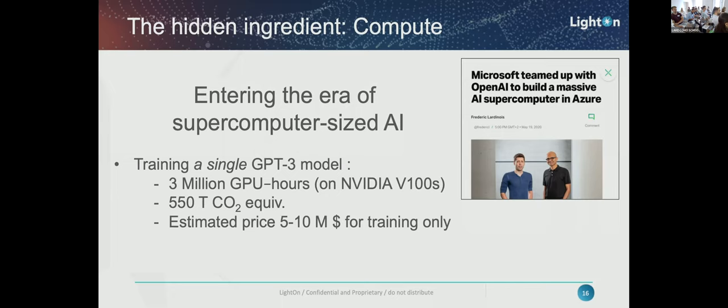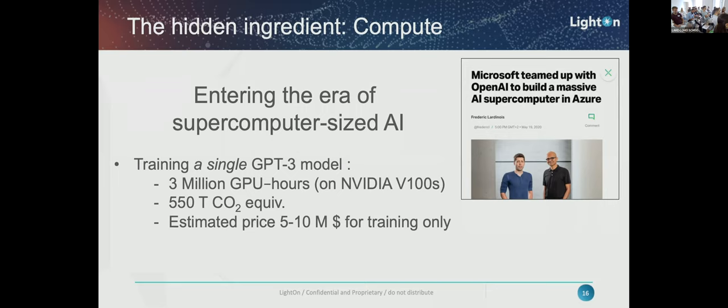Of course, the carbon footprint has been very controversial because we have to take care of the planet, of course. Do we need such models? Okay, I'm not going to go into this discussion. We can have it, of course. And also the price. I mean, the price is just to train a single model, 10,000 GPU hours is like millions of dollars just to train a single model.